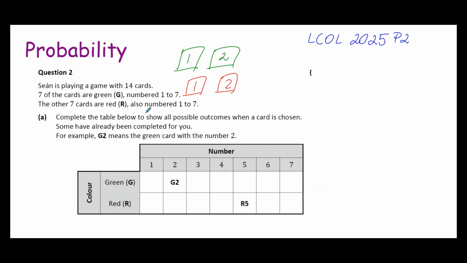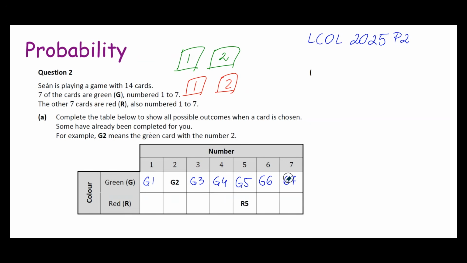First thing, complete the table below to show all possible outcomes when a card is chosen. Some have already been completed for you. For example, G2, that means the green card with number 2. So we are completing the table. That is pretty straightforward. All the ones on top will have G and then the number beside it.